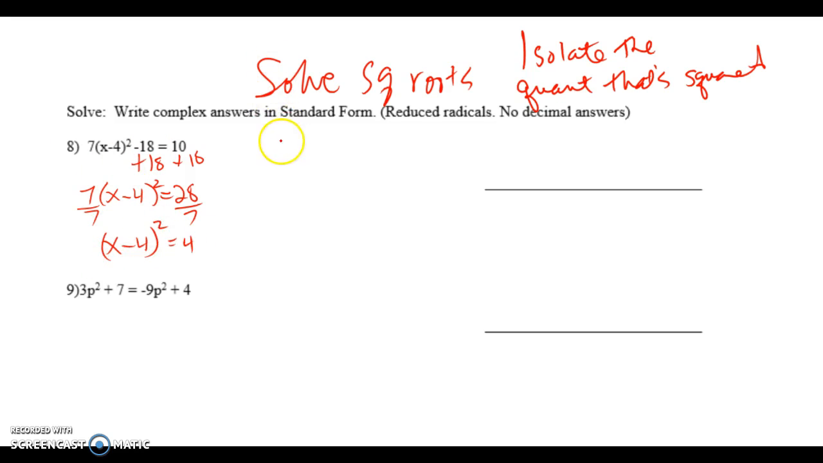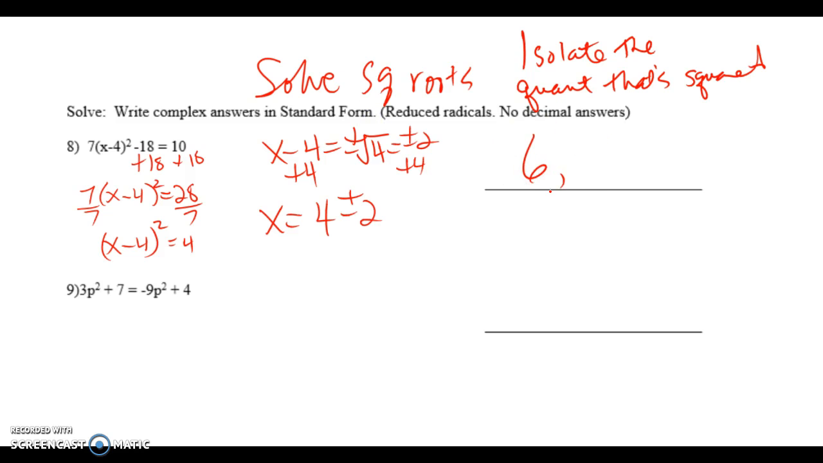All right, square root of both sides. x minus 4 equals the positive and negative square root of 4, which is positive and negative 2. Add 4. I always tack it on the front. 4 plus or minus 2. Well, in this case, I can actually figure out the answers. 4 plus 2 is 6. 4 minus 2 is 2. These weren't supposed to be that hard.